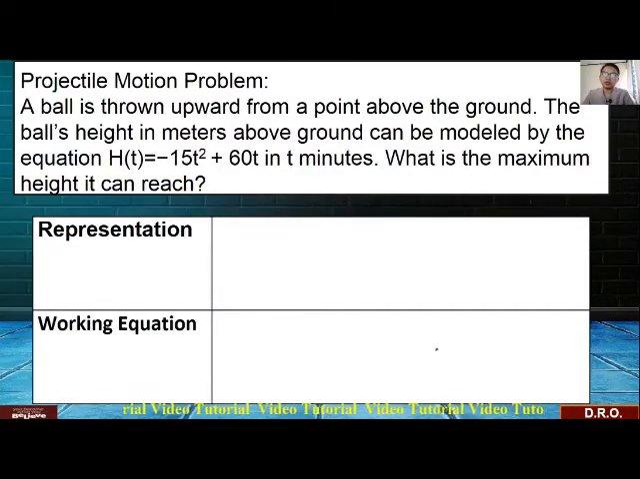Problem, which is all about the projectile motion problem. A ball is thrown upward from a point above the ground. The ball's height in meters above the ground can be modeled by the equation h of t equals negative 15t squared plus 60t in t minutes. What is the maximum height it can reach? So as you can see in the problem, the representations are given. T will be the time in minutes. And then we will have h of t as our maximum height of the ball.